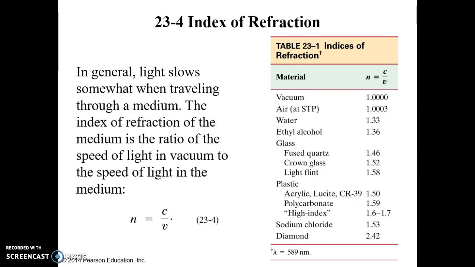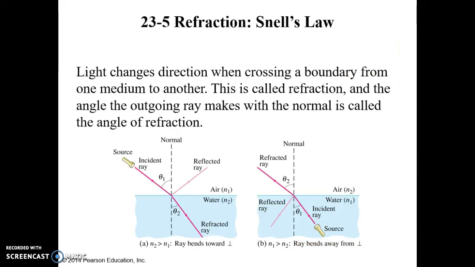So in a vacuum or air, the light can travel at the speed of light, but it will slow down through other materials like diamonds. Now light changes direction when crossing the boundary from one medium to another. This is called refraction. Angle theta 1 is the angle the incident ray makes with the normal and is called the angle of incidence.